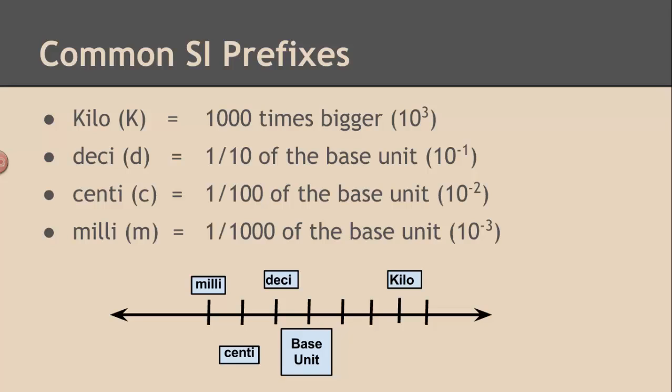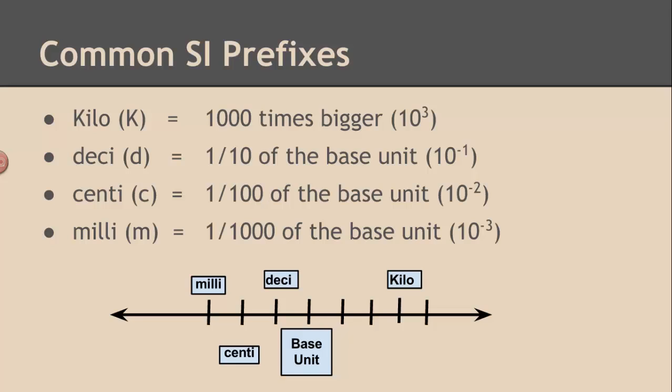Deci, which is 1/10, and comes from the Latin word for 10. Deci is 1/10 of the base unit. So a decigram is 1/10 of a gram. A decimeter is 1/10 of a meter. Centi, which means 1/100th of the base unit, and milli, which means 1/1000th. You can think of them in terms of fractions like that, or you can think of them in terms of powers of 10, and it's sometimes a little bit more handy to think of them in powers of 10.